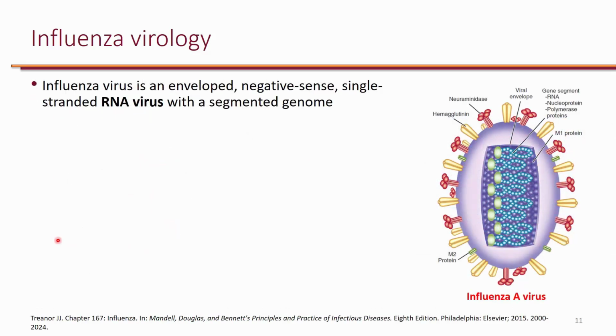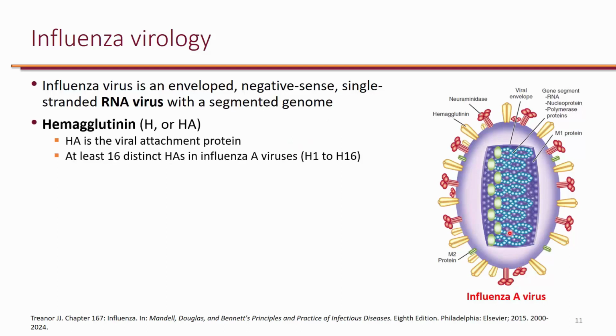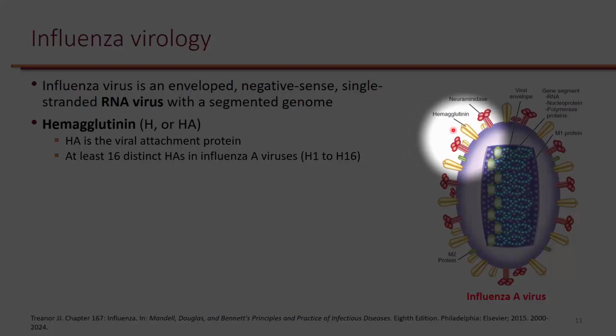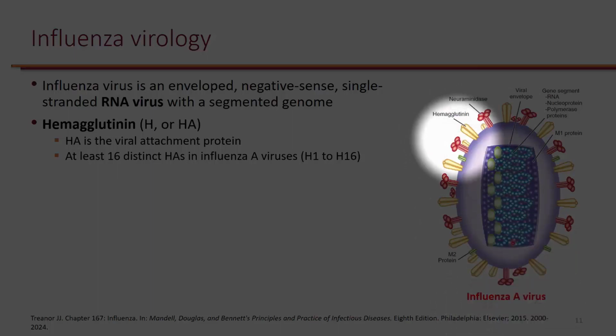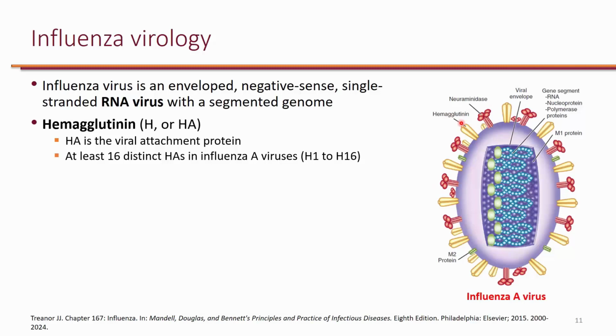Influenza virus is an enveloped negative sense single-stranded RNA virus with a segmented genome, meaning that there are multiple RNAs inside the virus. Hemagglutinin, abbreviated H or HA, is a viral attachment protein, which you can see. So in this picture, I'm showing you influenza A specifically, and this is hemagglutinin. And there are at least 16 distinct hemagglutinins in influenza A.